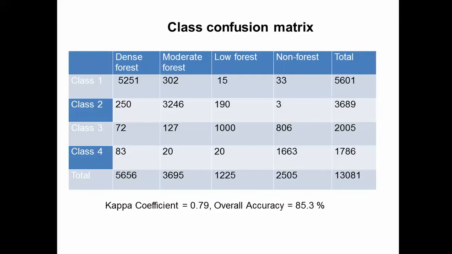And finally, the confusion matrix is performed as presented in this table. It can be seen that most of the FCD is at low and medium class. The result shows that the Kappa coefficient equals 0.79, and the overall accuracy equals 85.3%, which provides a reliable outcome of this research.